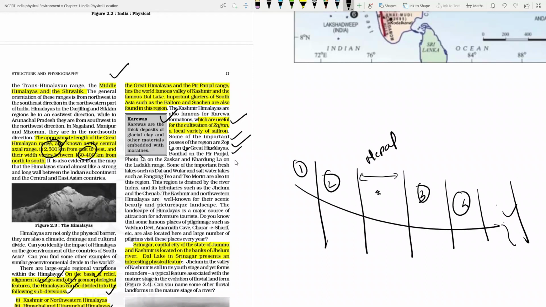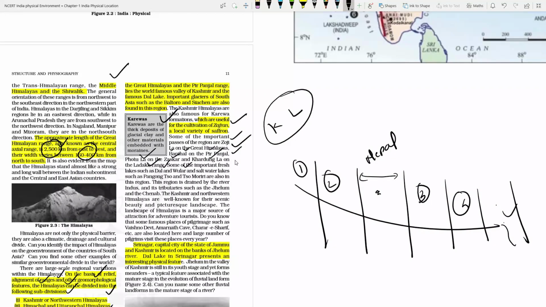Also certain other passes are there. Fotula on the Zaskar, Khardungla on the Ladakh range is there. So to remember Khardungla, K and L, okay, with this you can remember. Okay. So small water lakes are also there. We cannot say small, it means big water lakes are there, like Dal Lake on this Kashmir Valley itself.